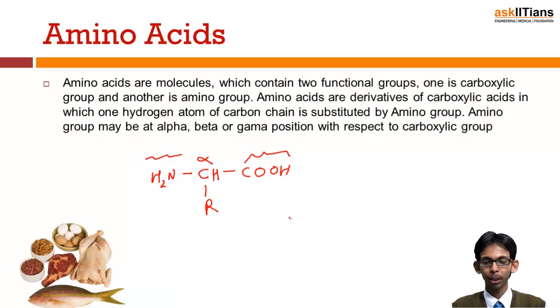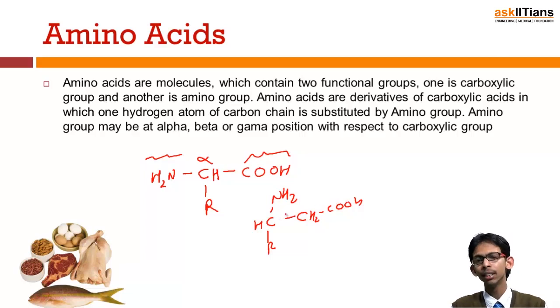If it is present at beta, just like this, let's say CH2, COOH, then CH, and let's say NH2. In this case, it is present at the beta position with respect to the carboxylic acid functional group, so it is a beta amino acid. So this is a general structure of an amino acid.